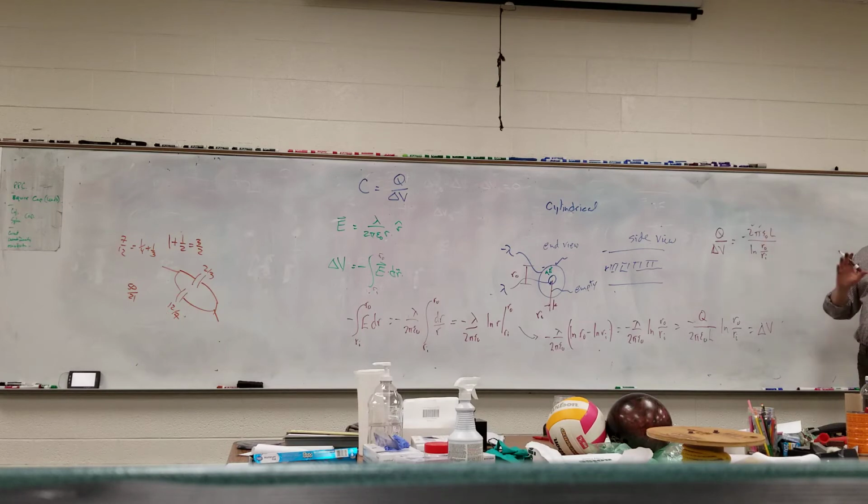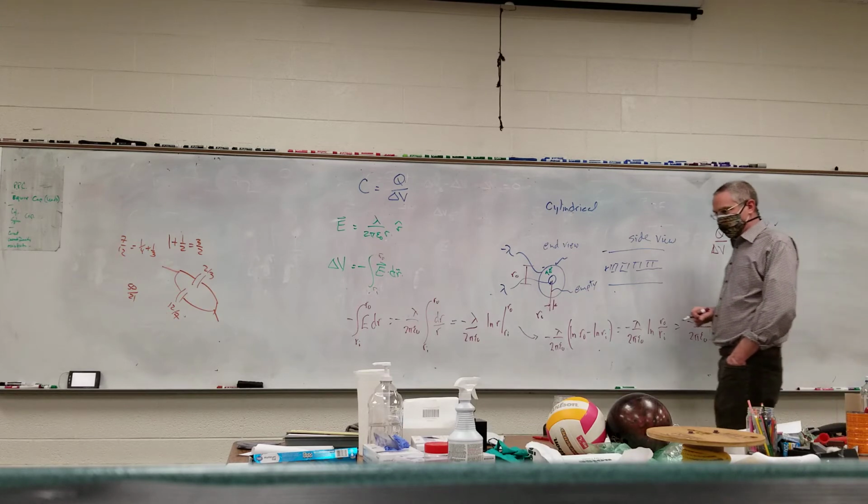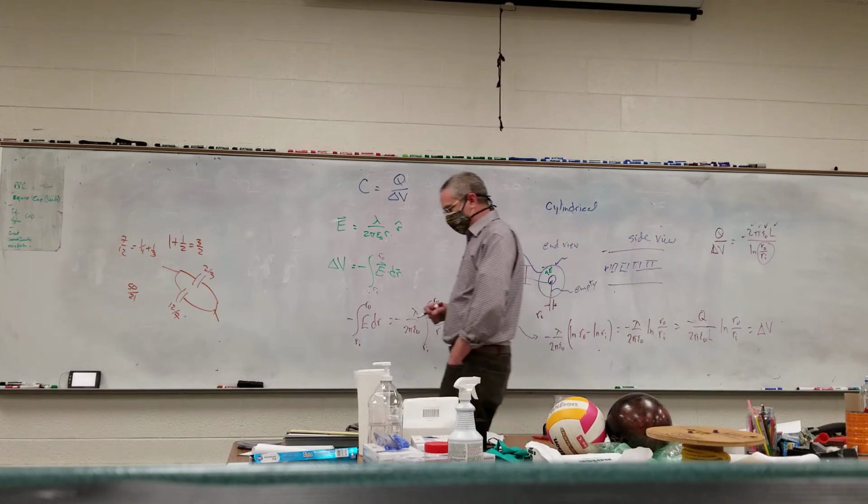Obviously, 2 pi are positive numbers. Epsilon sub naught is a positive number. Length is a positive number. Negative length doesn't really have much meaning here. So it comes down to this. Is the natural log of r outer over r inner a positive or negative number?